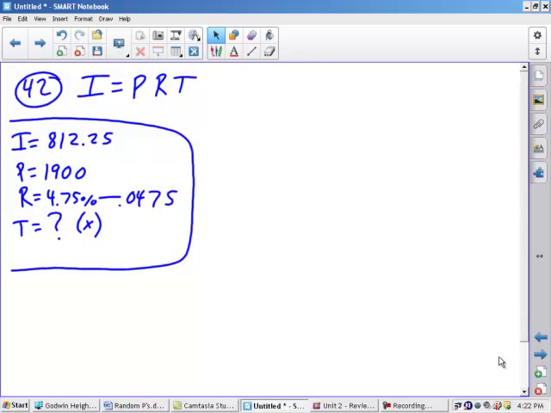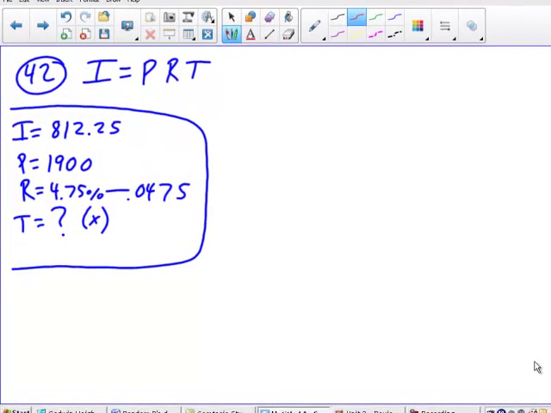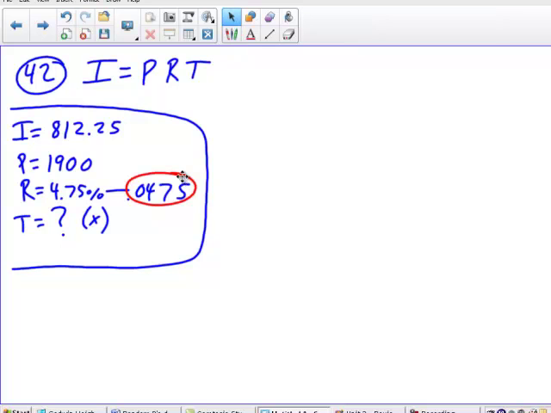Number 42, I wrote down the things that we know from the sentence. I know the interest that I want to earn is going to be $812.25. I know the principal is $1,900. I also know that the rate is 4.75%, which I want to make sure that I convert to a decimal, which is 0.0475. And I don't know the time. That's what they want to know, how many years. So I'm going to call that x.